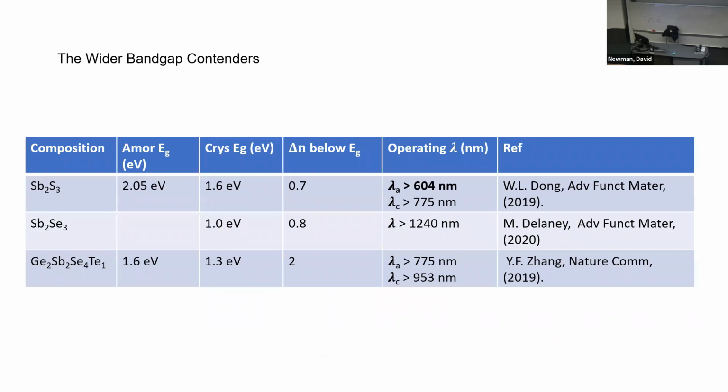There are a few other good reasons. I'm just going to sell antimony sulfide now because I think there are a few other contenders like GSST and antimony telluride. Out of all of the contending wide bandgap phase change materials, antimony sulfide has the widest bandgap. In fact, it's the only phase change material that's transparent in the visible.